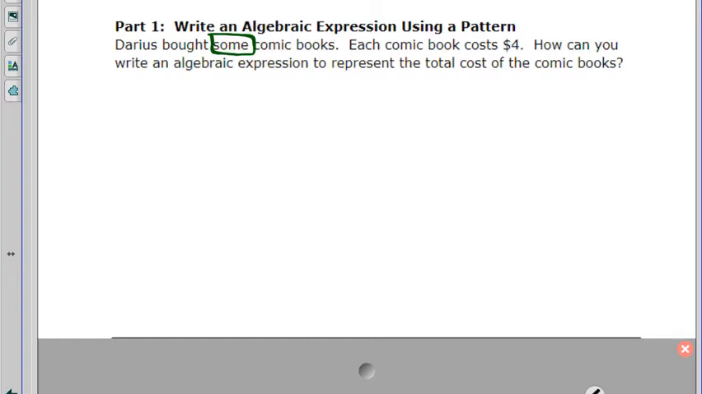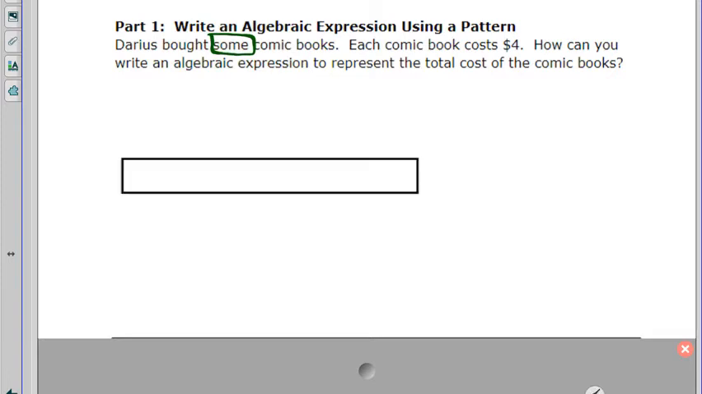Let's do a bar diagram to get us started. Well, here's the total cost represented by this bar. And if I had one book, it was $4. There's one comic book. If I bought a second comic book, that's a second comic book there. It's $4 also, and so on and so forth. Every comic book costs $4, and I don't know how many there are. Where do I stop? First, I need to define a variable so I can finish this up.